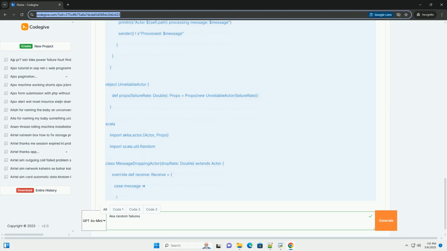and practical code examples. We'll cover: 1. Understanding Akka's fault tolerance mechanisms: supervision strategies and death watch. 2. Techniques for simulating random failures: random actor termination, killing actors at random intervals; message dropping, randomly discarding messages; introducing latency, simulating network delays and slow responses; throwing exceptions, simulating unexpected errors within actors.